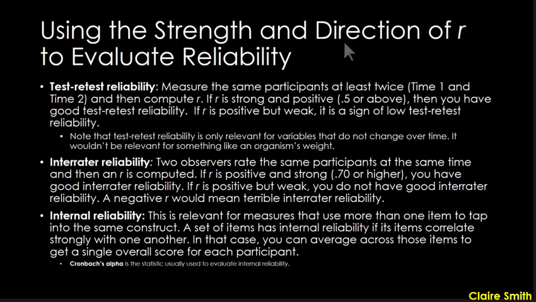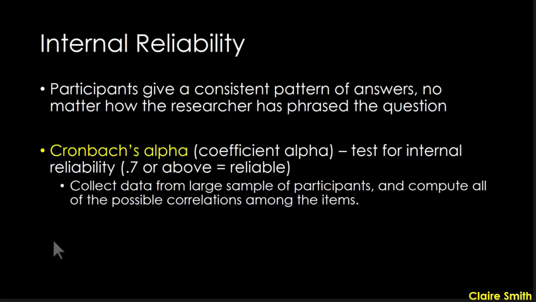So this is just a whole bunch of text. I'm not going to read through the whole thing, just explaining, right? Test-retest reliability we talked about, inter-rater reliability, talks about the R's, what we want them to be at for each. We talked about those. We have not talked about internal reliability yet, so that's what we're going to talk about next. So internal reliability, again, I briefly mentioned it, is when we want participants to give a consistent pattern of answers no matter how the question is phrased.